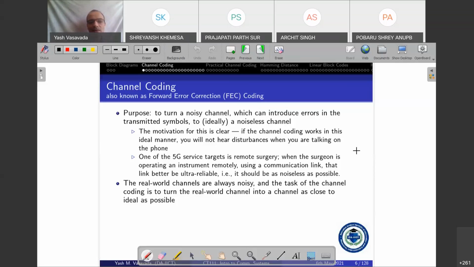So then why do I say that real world channels are always noisy? Well, the reason is that, as you have seen again in the initial lectures and what you did in the very first lab, the noise introduced by the channel, first of all, how it is measured, who remembers that?